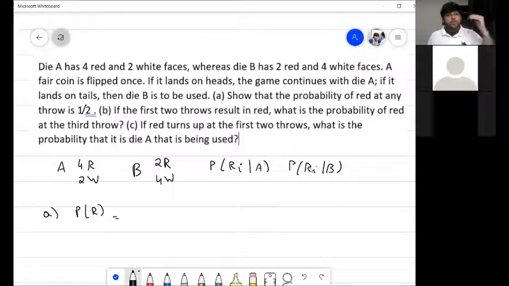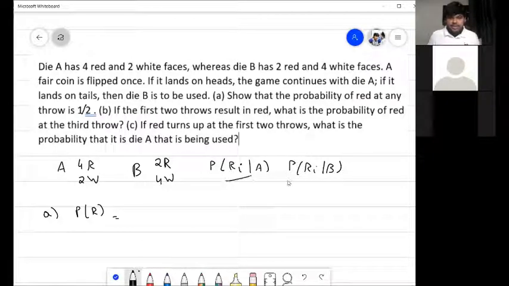Whether it's the first coin toss, the second, or the third, there is a probability that I can get a red. It can land on the red die depending on what the coin toss result is. So these are the two parameters that I have. Now, how do I write this in terms of total probability?